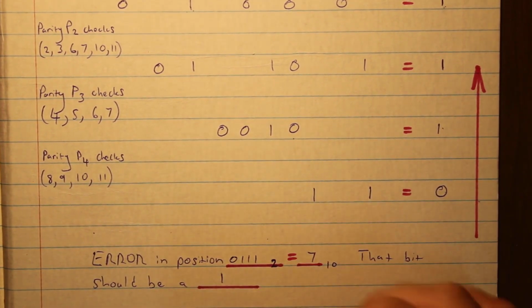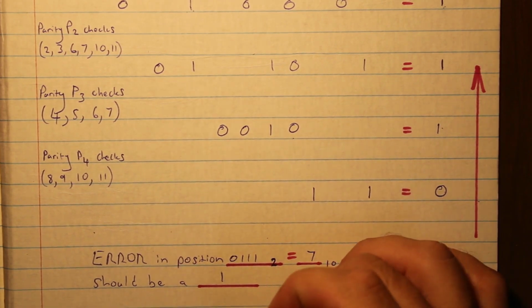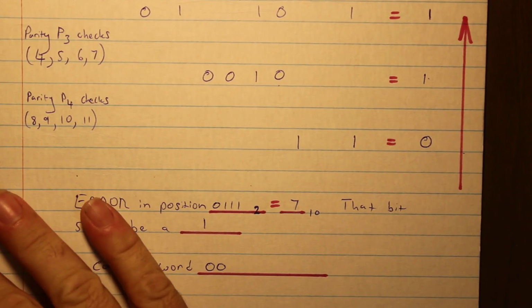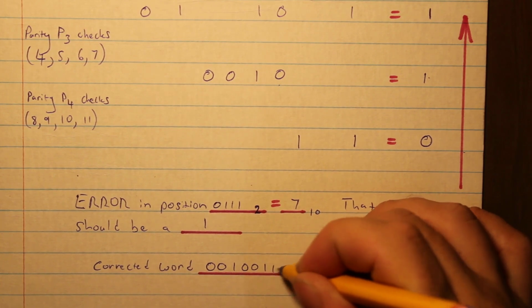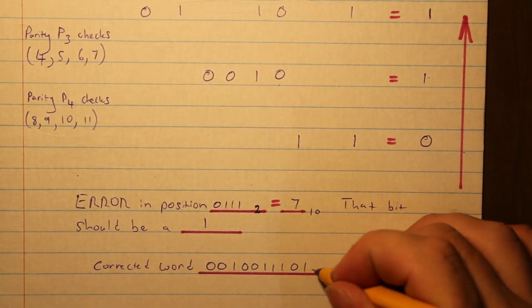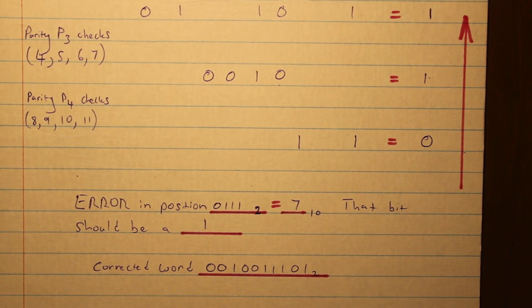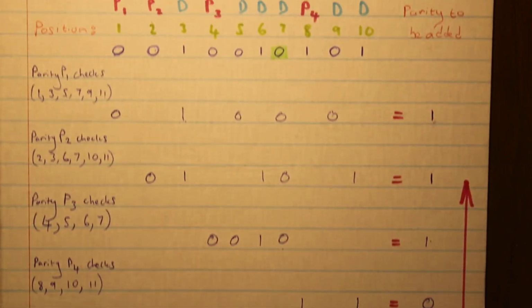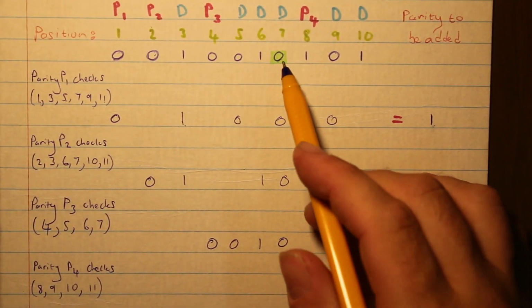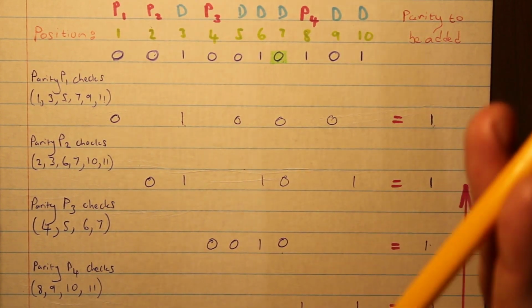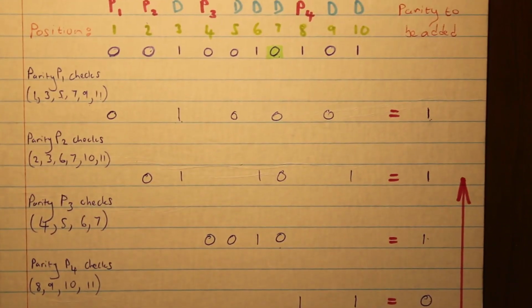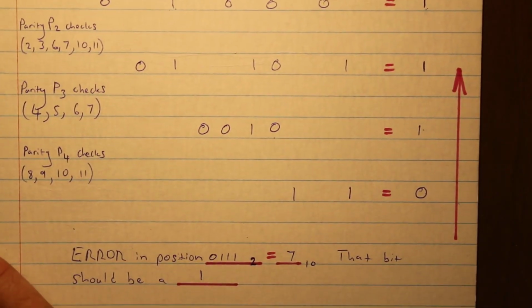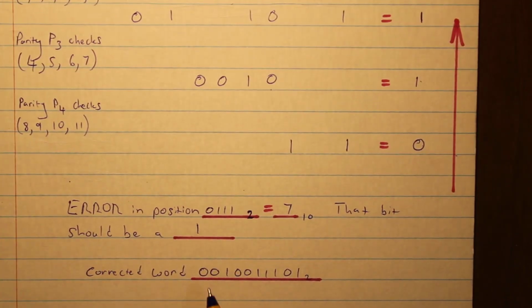All right, and the corrected word now is 0, 0, 0, 0, 1, 0, 0, 1, 1, 1, 0, 1. Right, so that's the corrected information. So that's the information that should have been received, but it wasn't. So the data or the bit in position 7 was altered by some sort of external interference, and now we've detected where that error is, in which position, and we have corrected it to what it should have been. Okay, so there's the corrected word.